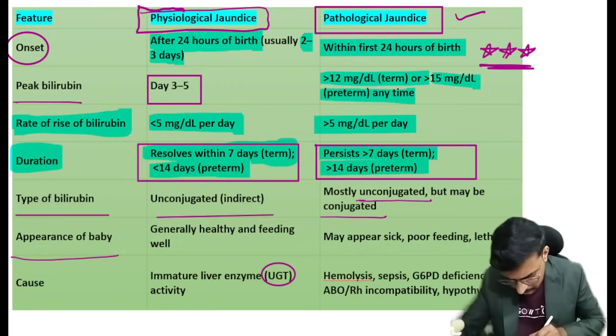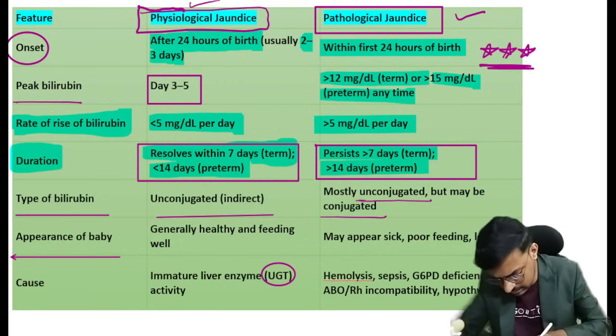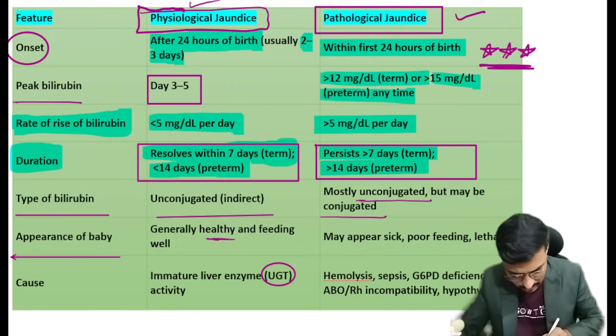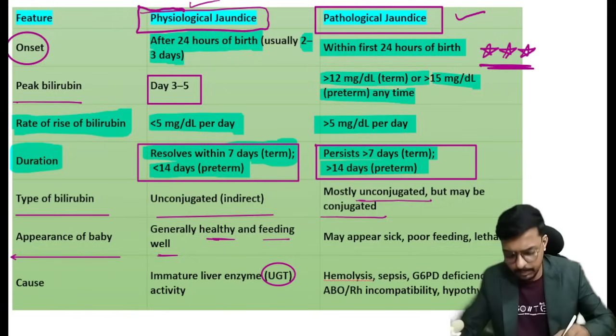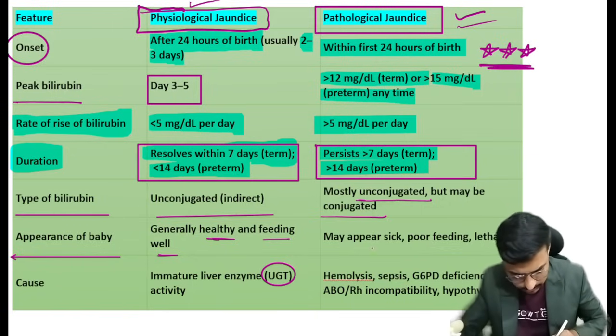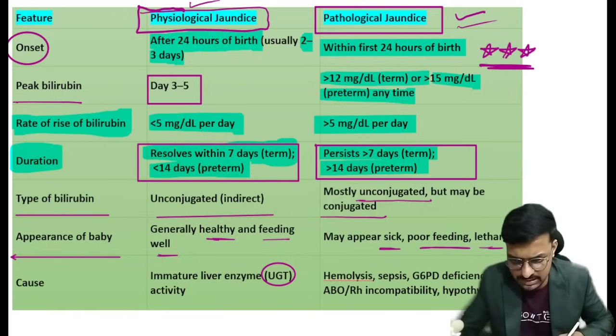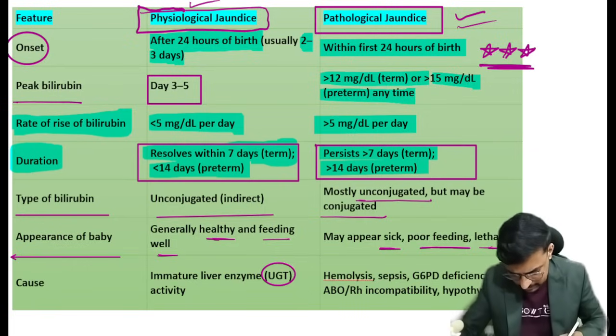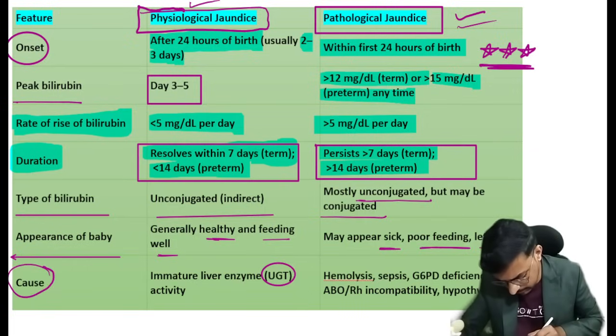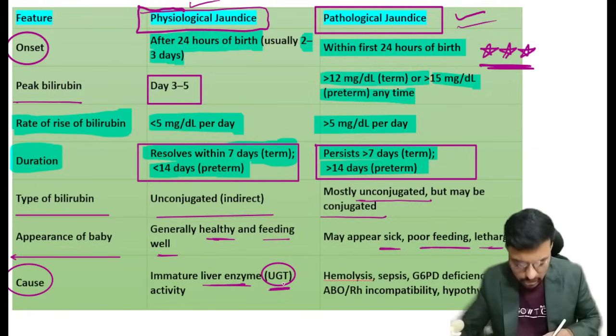Then comes the appearance of the baby. In physiological jaundice the baby is normal, healthy and feeding well. The pathological one is the diseased one, so it will be a sick, poor feeding baby, and a lethargic baby will be there in pathological jaundice. Okay, so next comes the point of discussion: the cause of physiological jaundice. I told you, it is the immature liver enzymes, especially UDPGT.